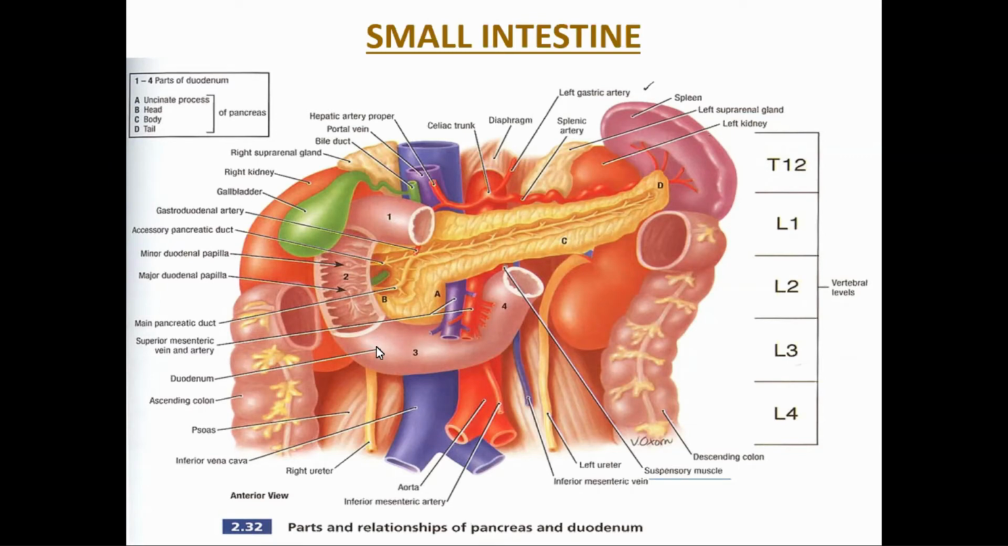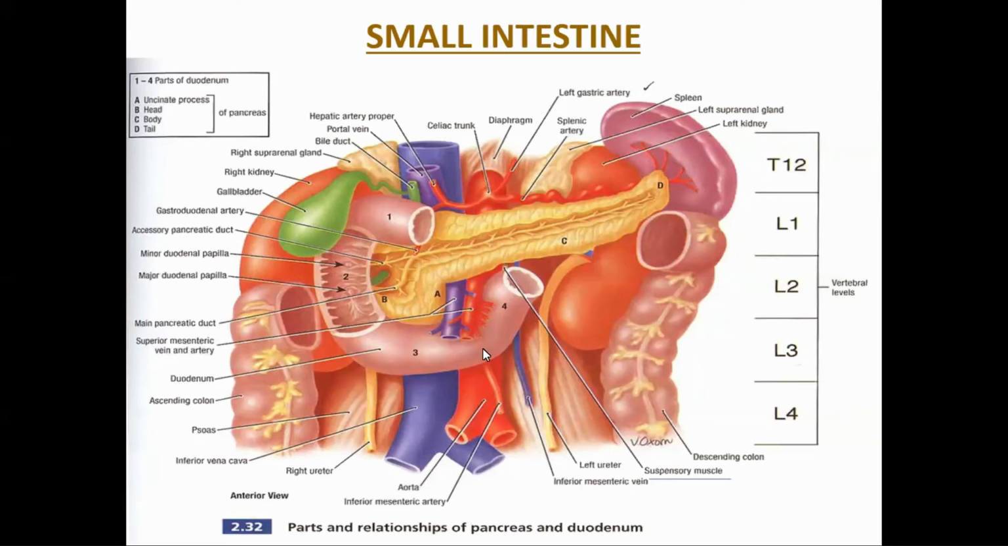Clear? Now the third part extends from the inferior duodenal flexure to the front of the abdominal aorta. Anteriorly it is related with the superior mesenteric vessels, superior mesenteric artery and vein. Also, it is related with the root of the mesentery. Below, it is related with the coils of the jejunum. Above, the uncinate process of the pancreas. Posteriorly, it is related with the right psoas major muscle, right ureter, inferior vena cava, and the abdominal aorta.